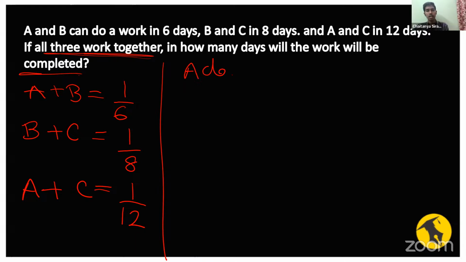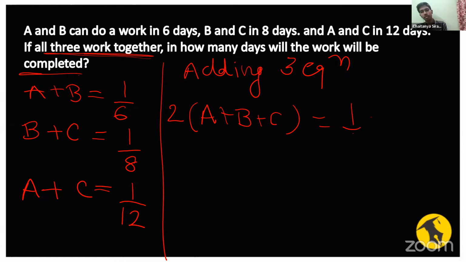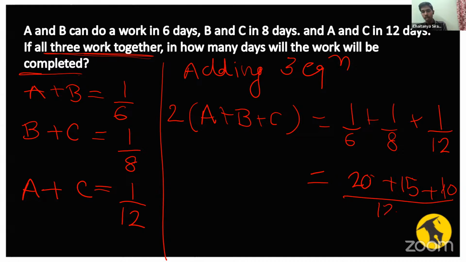Adding the three equations, I'll get 2 times A plus B plus C equal to 1 by 6 plus 1 by 8 plus 1 by 12. I can take the LCM as 120. So this will be 20 plus 15 plus 10 upon 120. Wait, this will be 30.